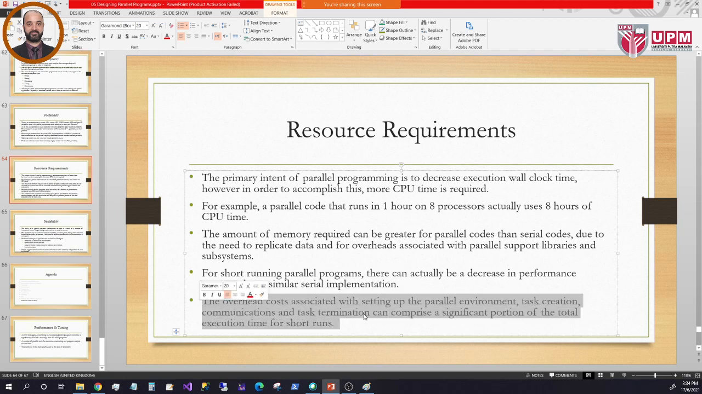So if, let's say, the program is very short, and then we parallelize it, then the extra cost that we will introduce for communication, for synchronization, and for termination of threads and so on will cause an extra overhead which will negatively affect the execution time.